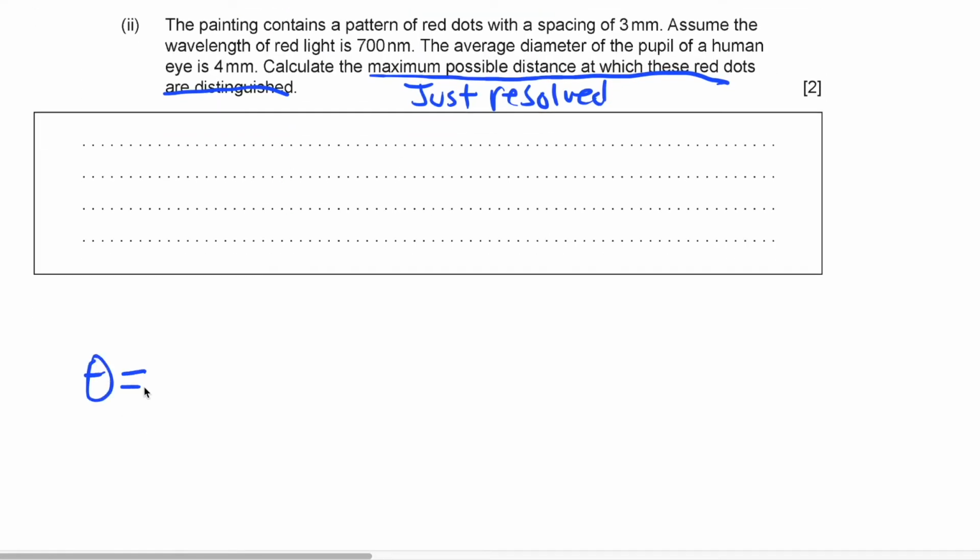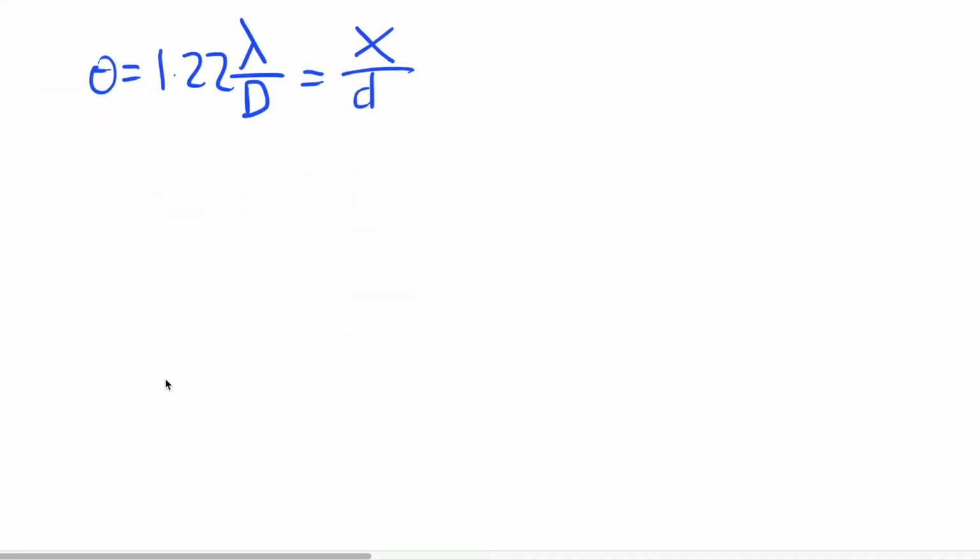This is theta, the angular separation. When the image is just resolved, theta is greater or equal to 1.22 multiplied by wavelength divided by the capital D, and this is equal to x divided by d. So what does each symbol represent here? Let me draw a diagram to illustrate this.